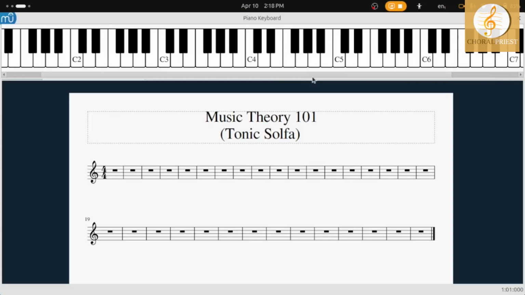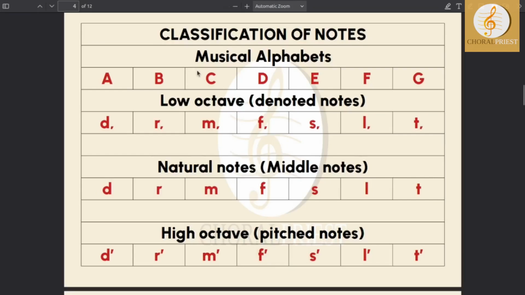Now, back to our lesson. This musical alphabet, when we are sight reading tonic solfa, is represented by the letters D, R, M, F, S, L, T, again, continuously. So instead of the letter alphabet, the musical alphabet A to G, in tonic solfa we represent them as the letters D, R, M, F, S, L, T. Of course, each also has a particular or unique tone.